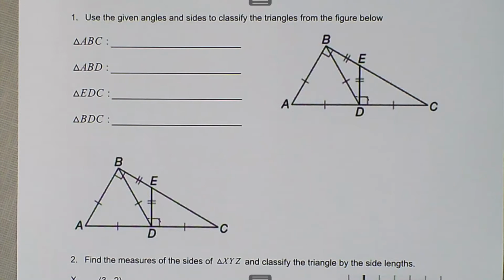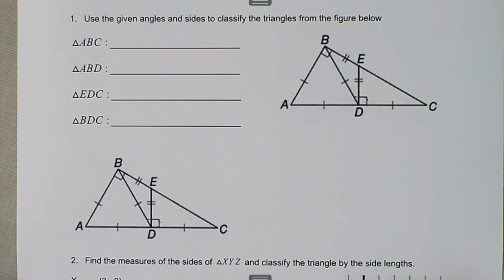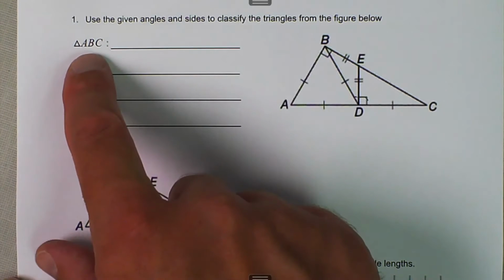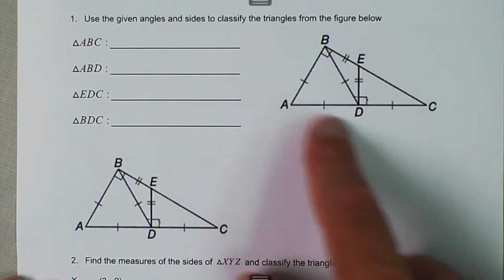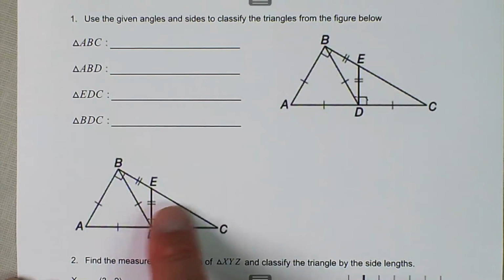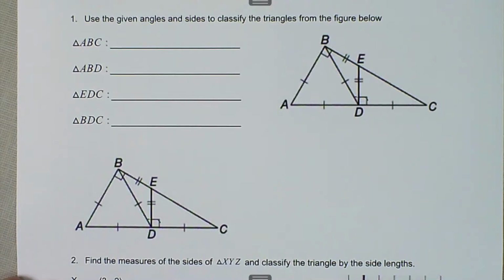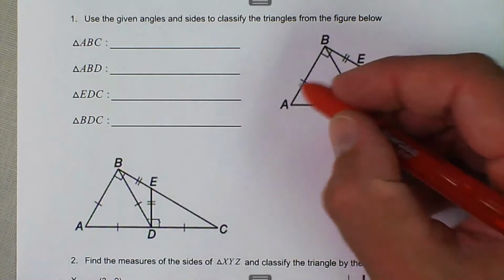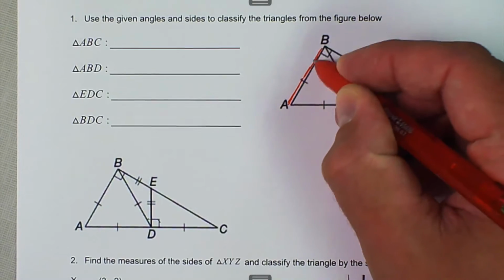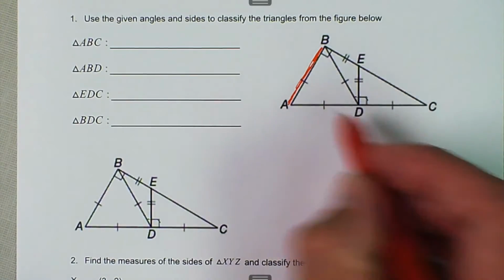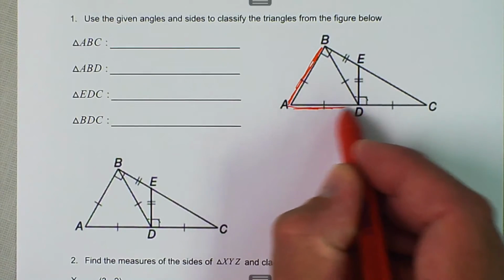We are talking about classifying triangles, and here we have an example to look at. It says use the given angles and the sides to classify the triangle from the figure below. There's a bunch of different triangles made up in this one figure, and this is the same figure down here. So we have to take a look at the triangle that is mentioned and decide what type of triangle it is. So triangle ABC, so triangle A, B, and then C is over here. So we can see that it's this big triangle.